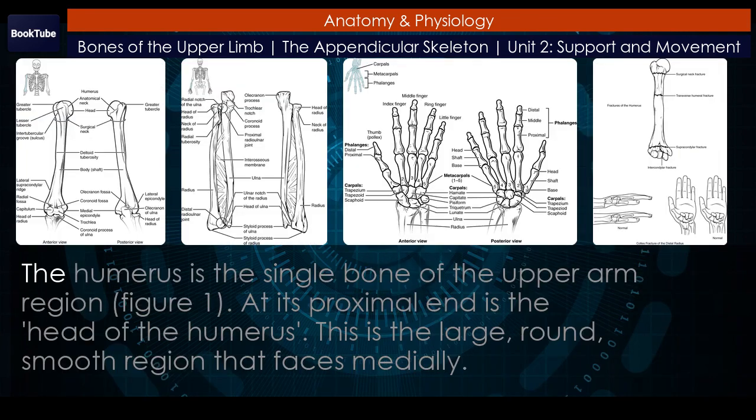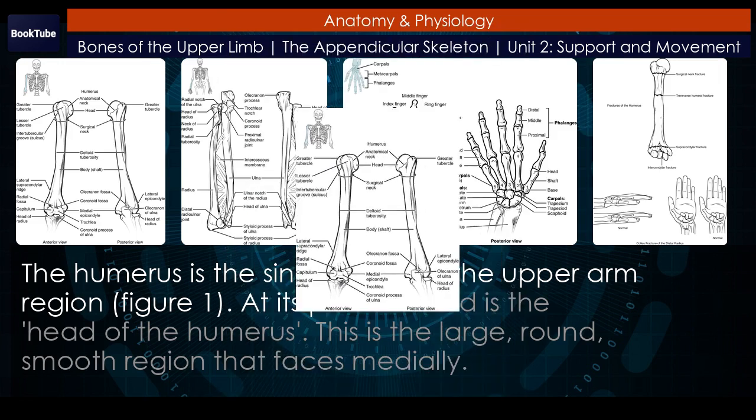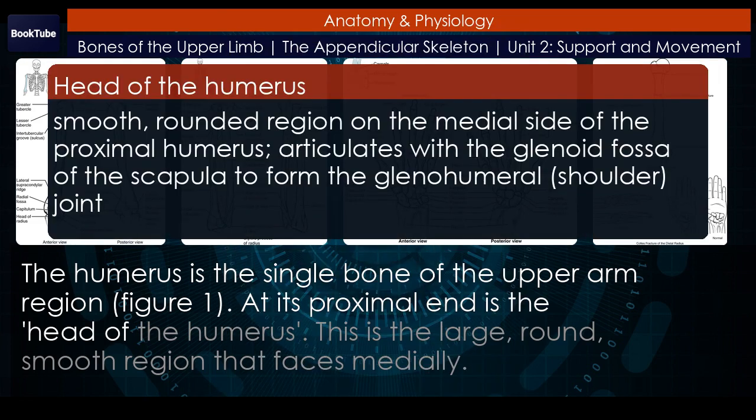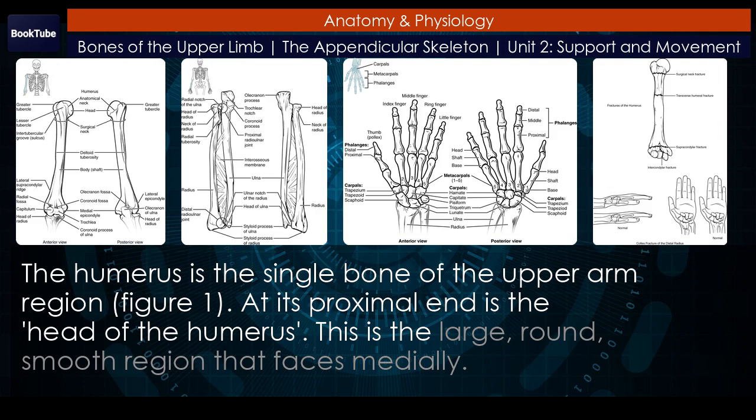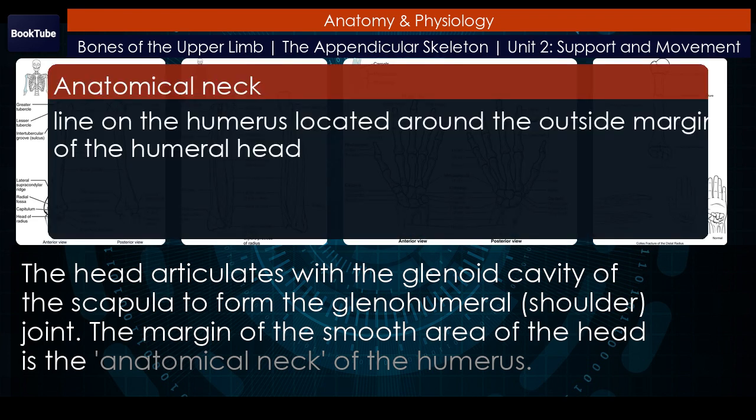Humerus. The humerus is the single bone of the upper arm region. At its proximal end is the head of the humerus. This is the large, round, smooth region that faces medially. The head articulates with the glenoid cavity of the scapula to form the glenohumeral shoulder joint. The margin of the smooth area of the head is the anatomical neck of the humerus.